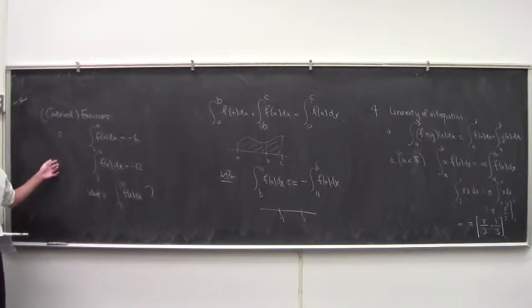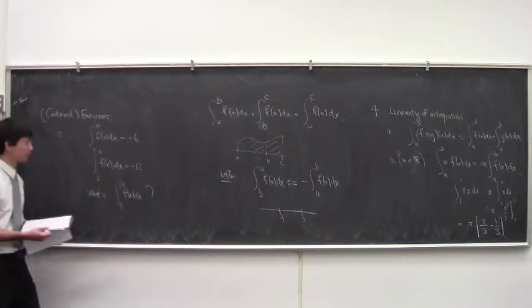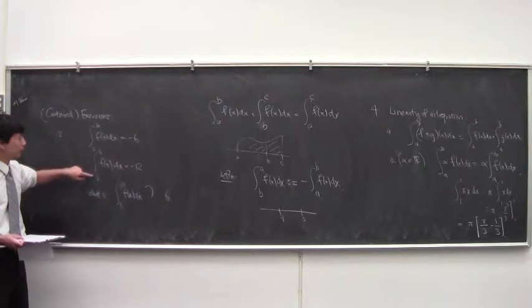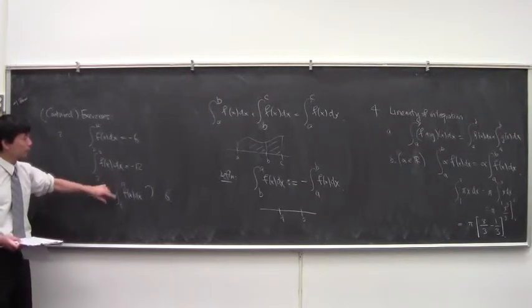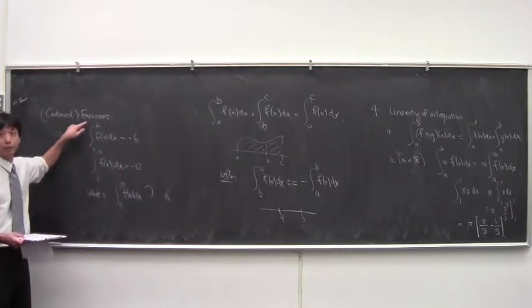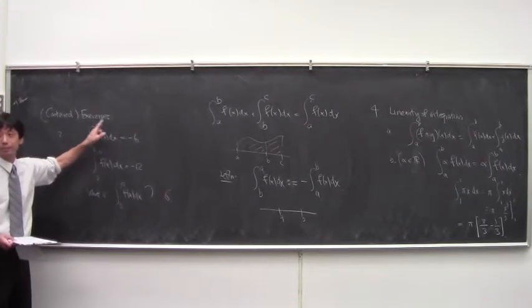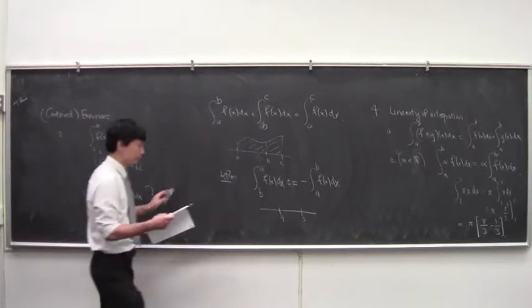So just look at it for 10 seconds. What's the answer? Oh, 6, right? 6. Because you know that the integral from 2 to 6 plus the integral from 6 to 12 will be the integral from 2 to 12. So this plus this number had better be this number. Okay.